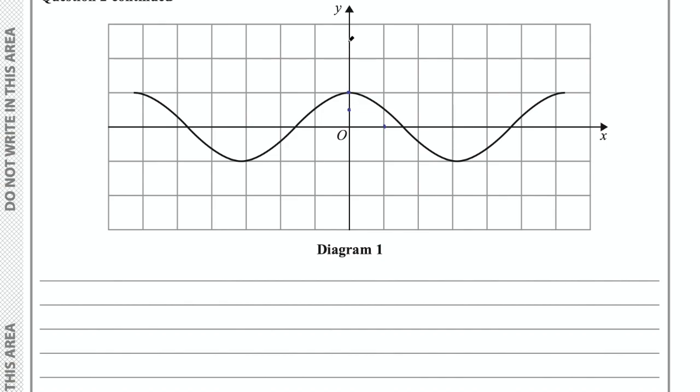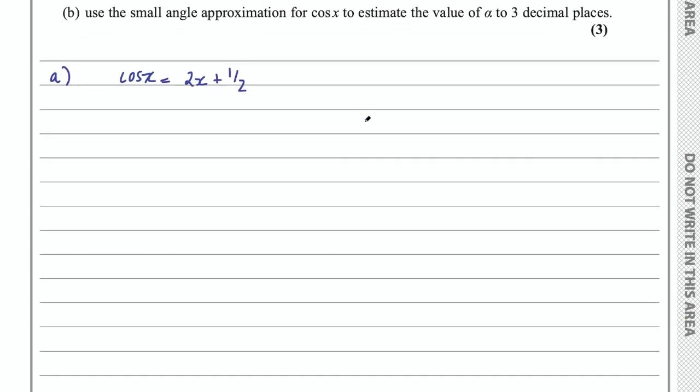So if I go up 2 and across 1, I'll have another point on that line, and then I can draw my line in. And oops, that's a bad line. Let me do that again. Okay, and then you can see, let's say this is y equals 2x plus a half. You can see there's clearly only going to be one point where this line and the graph of the cosine of x intersect. So we can say graphically that is the reason why it only has one real root.